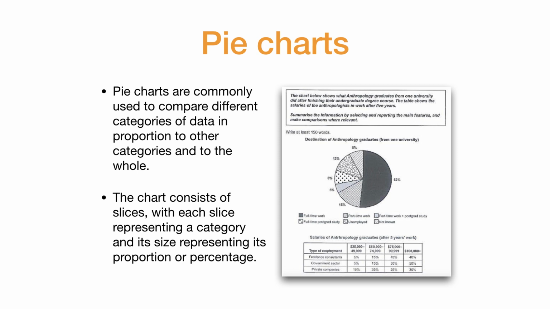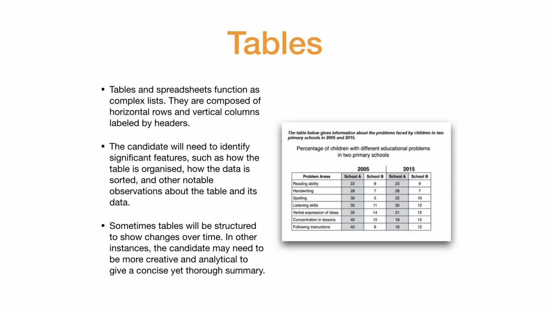Pie charts. Pie charts are commonly used to compare different categories of data in proportion to other categories and to the whole. The chart consists of slices, with each slice representing a category, and its size representing its proportion or percentage. Tables. Tables and spreadsheets function as complex lists.